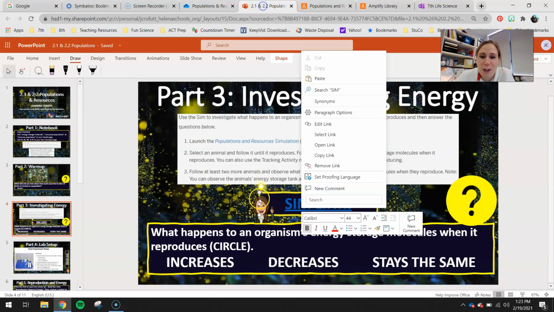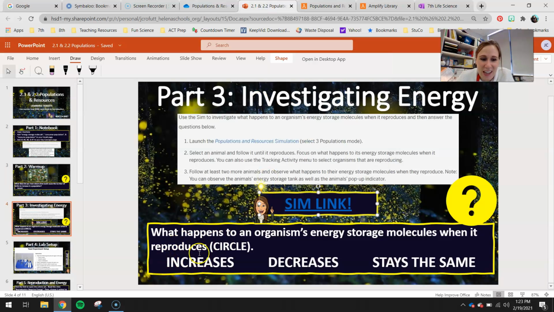All right, so you guys can go ahead, use your draw tool to circle and answer what happens to an organism's energy storage molecules when it reproduces. So does it increase, decrease, or stay the same?